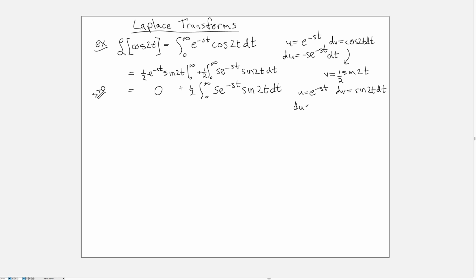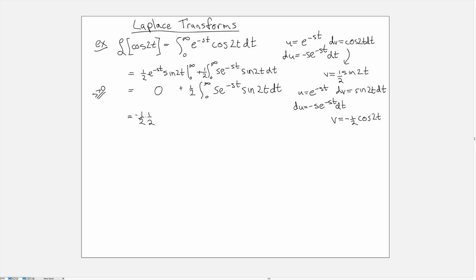Then du is minus s e to the minus st dt, and v is equal to, now remember with the cosine, the antiderivative with sine, it's got to have a minus sign in front, and I still have that half, and now this is cosine of 2t. So assembling this back using the integration by parts formula, I get 1/2 multiplied by uv, so that's, well, there's a minus sign in v, so I'm going to put that up front here, and then another half multiplied by that guy.